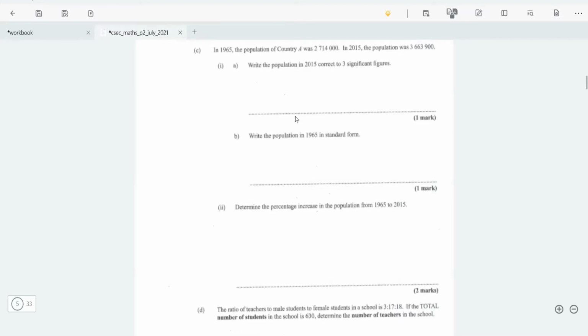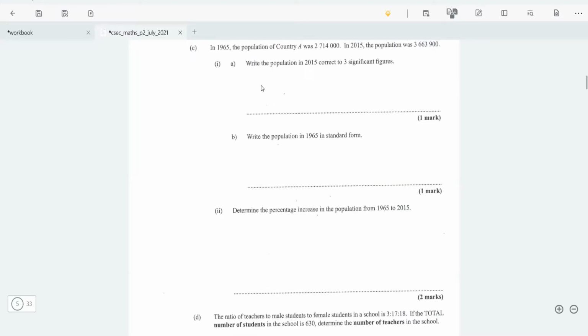Part C, it says in 1965, this is a very long time ago. In 1965, the population of country A was 2,714,000. In 2015, the population was 3,663,900. Write the population 2015 to 3 significant figures. 3 significant figures. So to write a 3 fig, you look at the first 4 numbers. So look at the first 4 digits.